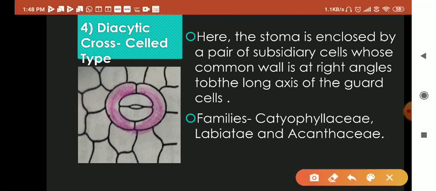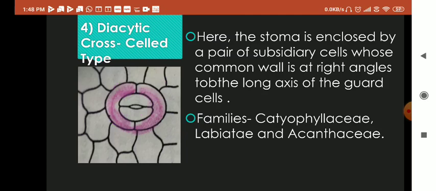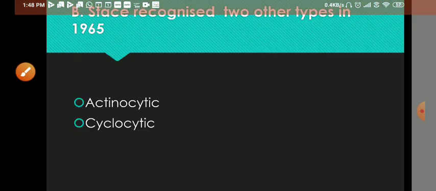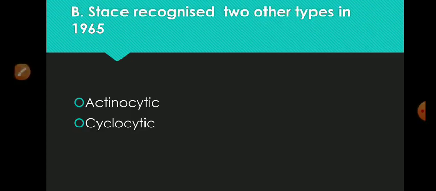Diacytic, instead of parallel, they are perpendicular. This is the direction of your guard cell, and this is the direction of your subsidiary cells. So this is just at right angles to the long axis of the guard cells. So these were 4. Now we come to Stace.